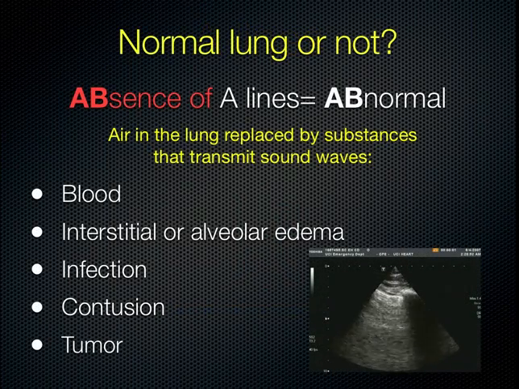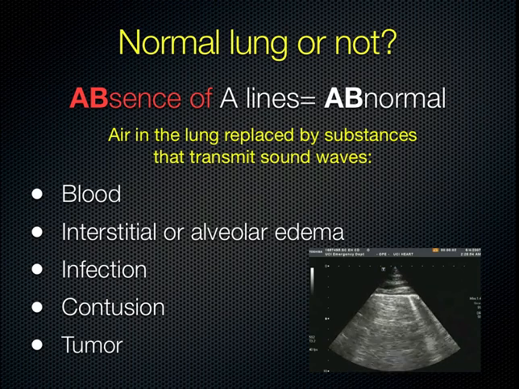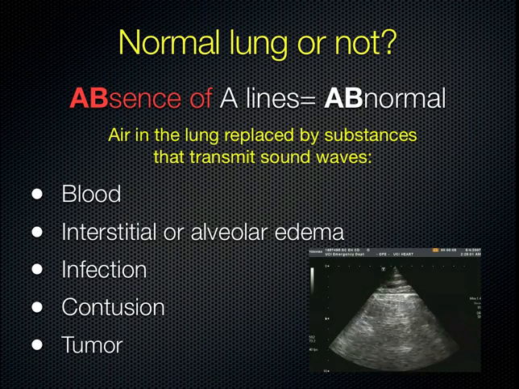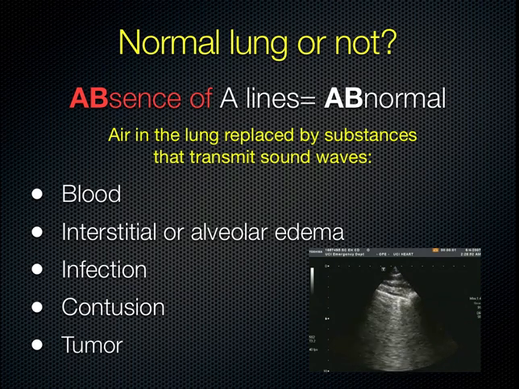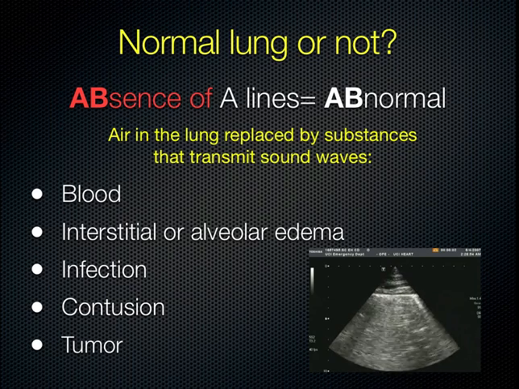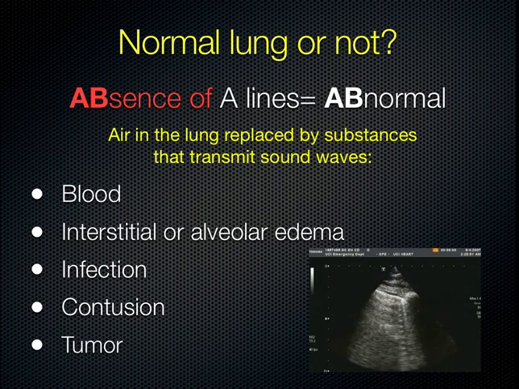Once you've noted whether they're A lines, we move on to the next phenomenon, B lines. So if you have absence of A lines, we think about something being abnormal. A lines should be there in normally aerated lung. If they are not there, then something in the lung has replaced the air. And that something can be anything from blood to alveolar edema, infection, contusion, tumor, and so forth. These substances will transmit waves unlike air.